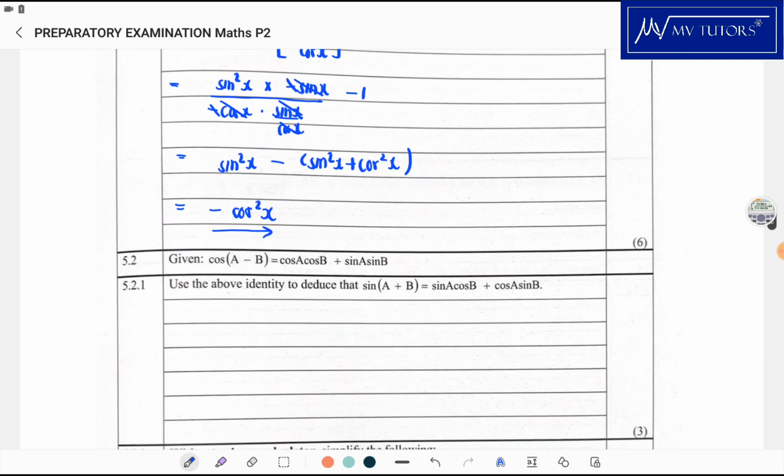Now, given cos of a minus b is equal to that identity. Okay, now it says use the above identity to deduce that sine of a plus b is equal to sine a cos b plus cos a sine b.